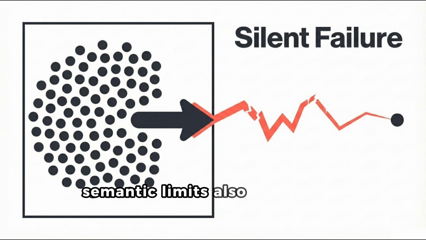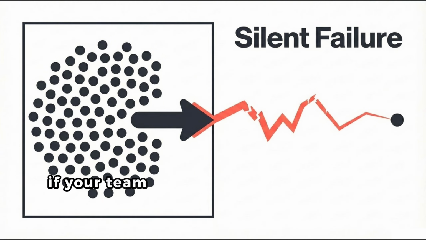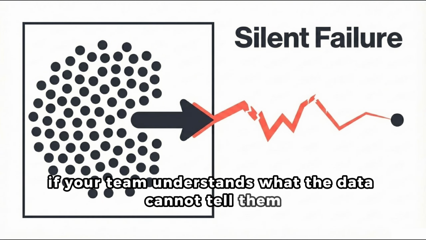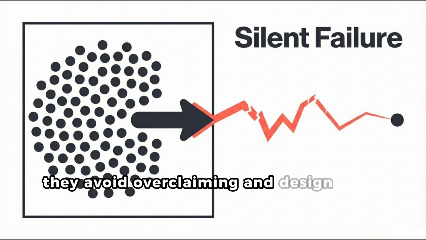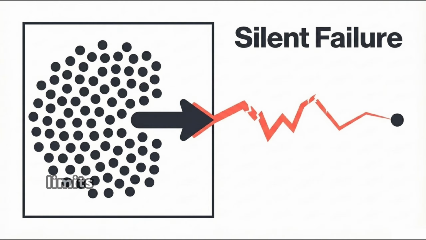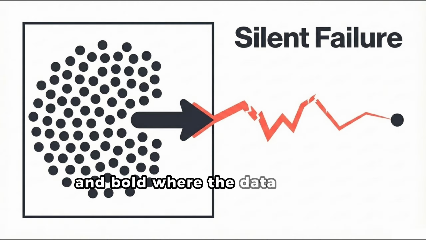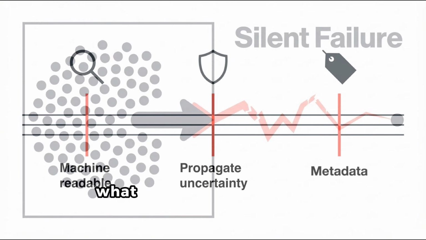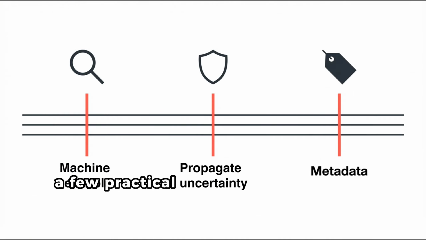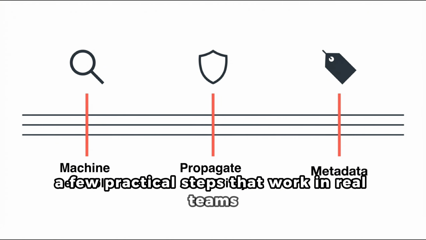Semantic limits also shape trust. If your team understands what the data cannot tell them, they avoid overclaiming and design safer fallbacks. Limits make you conservative where you should be, and bold where the data actually supports it. What can you do about them? A few practical steps that work in real teams.